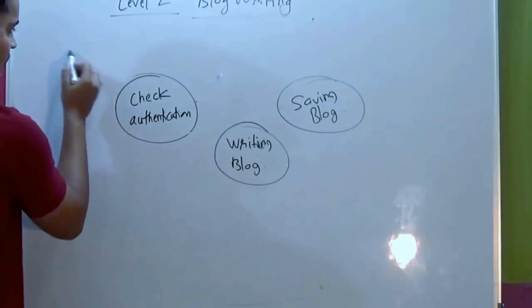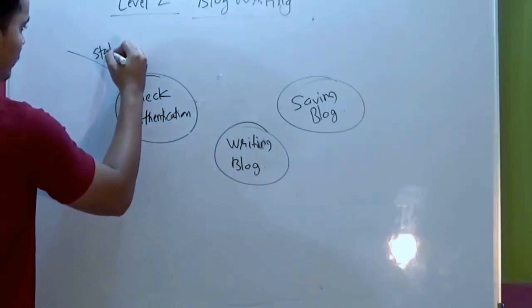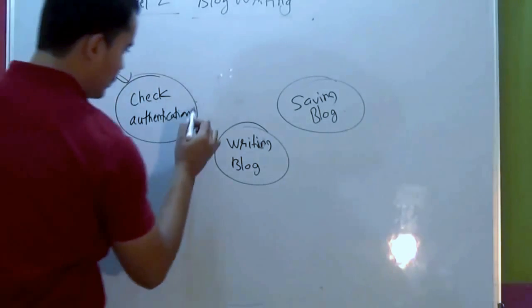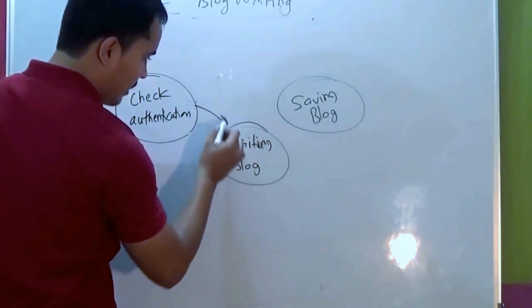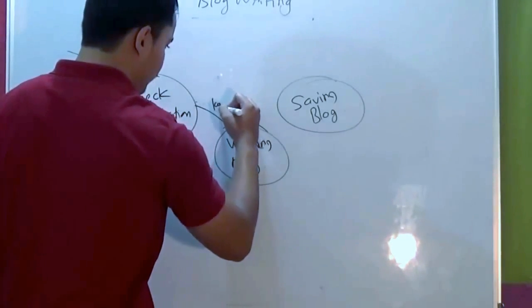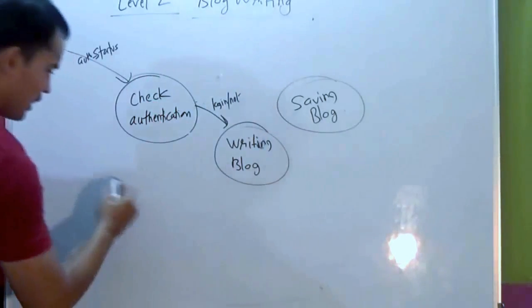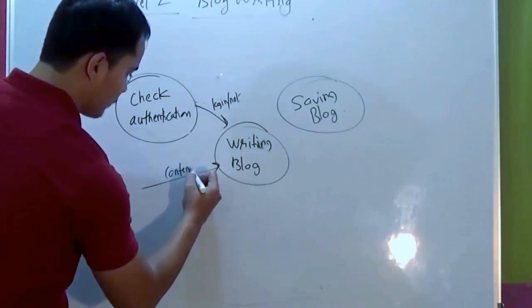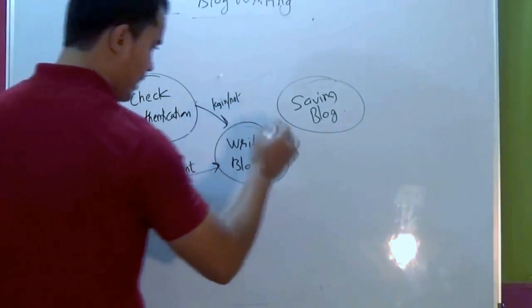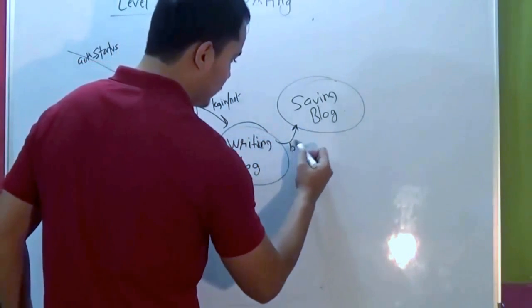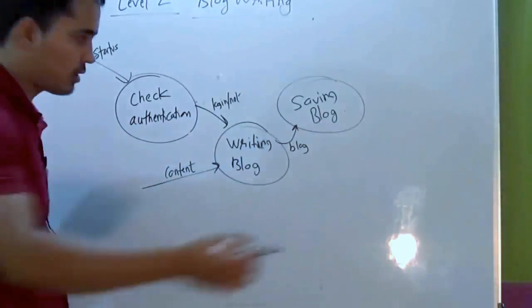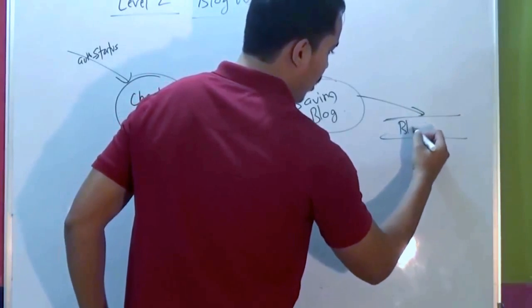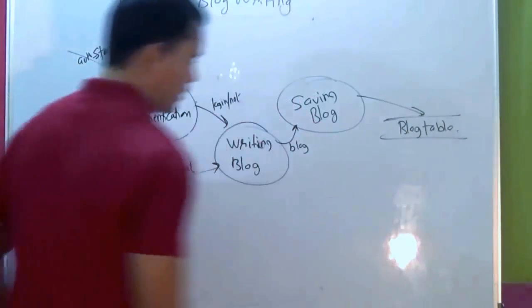Now check authentication means the authentication status will come, right? The auth status will come from the authentication use case. That auth check status will be provided for writing the blog, whether it's logged in or not. The user entity will provide the content for writing the blog, correct? Then the written blog will be provided to the saving blog process, which will save it to the database, or you could say the store, blog table, right?